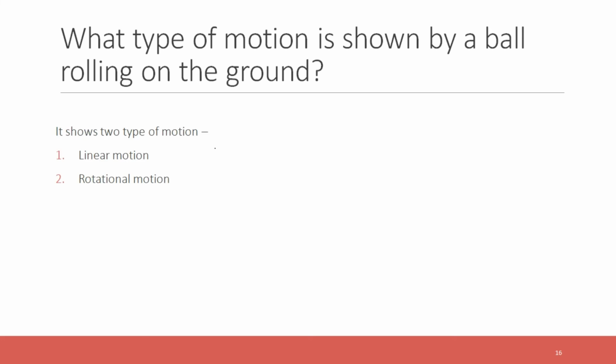You will be surprised to know that there are two types of motion shown by this ball. The first one is linear motion and the second one is rotational motion. When the ball is rolling on the ground, this is the ground, let's say, and this is the ball. If it is rolling in this direction, this is linear motion, because it is moving in a straight line. But the ball is also spinning. So this type of motion is rotational motion.